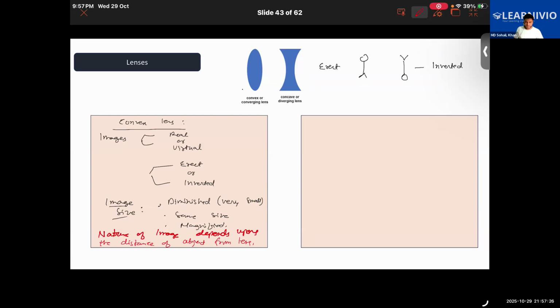Talking about the concave lens. Sir, concave lens is opposite. It will be all opposite. See, it will always be virtual, erect, and will always form a very small image. So for concave, it is quite simple and very easy to memorize. For concave lens, it is always and always virtual, erect, and diminished. Diminished means very small.